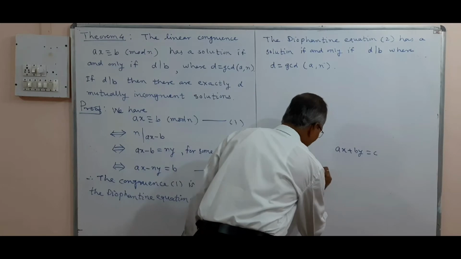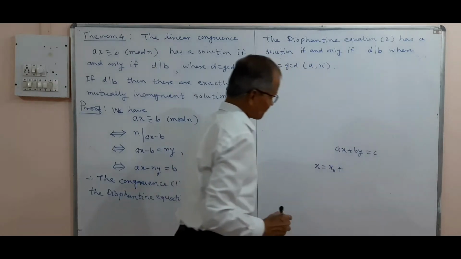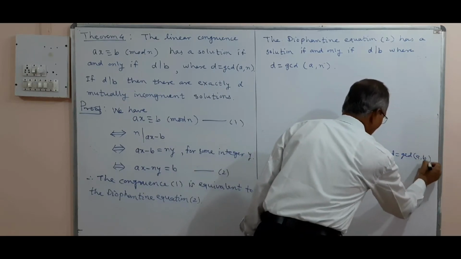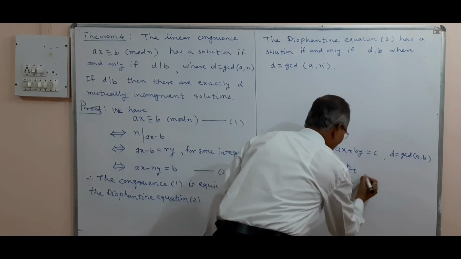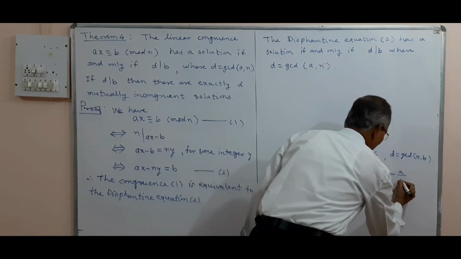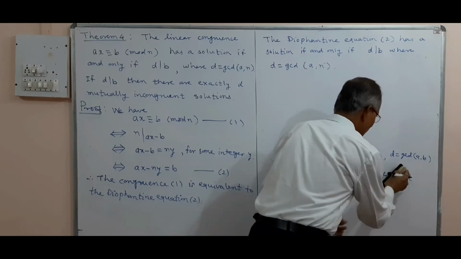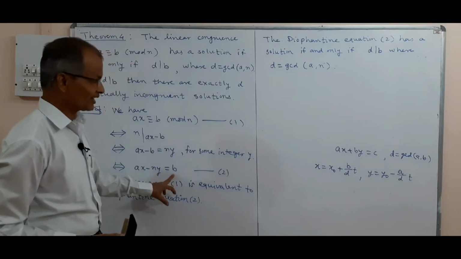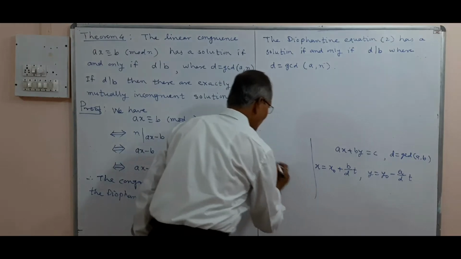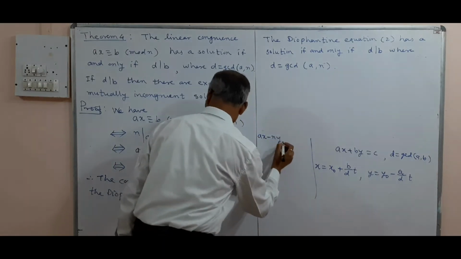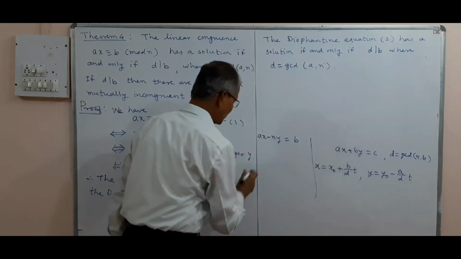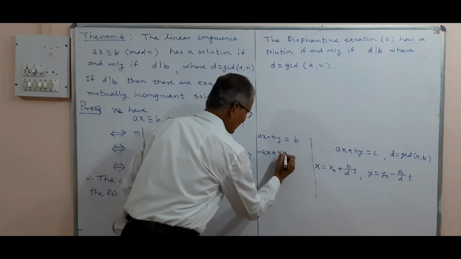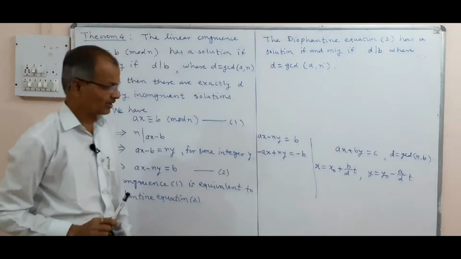And the solutions are given by X is equal to X naught plus B by D into T, where D is the GCD of A and B, and Y is equal to Y naught minus A by D into T. Now there is a change in notation. Here it is AX minus NY is equal to B, but we want a plus sign, so we multiply by minus one, and AX plus NY is equal to minus B. The equation can be expressed this way.